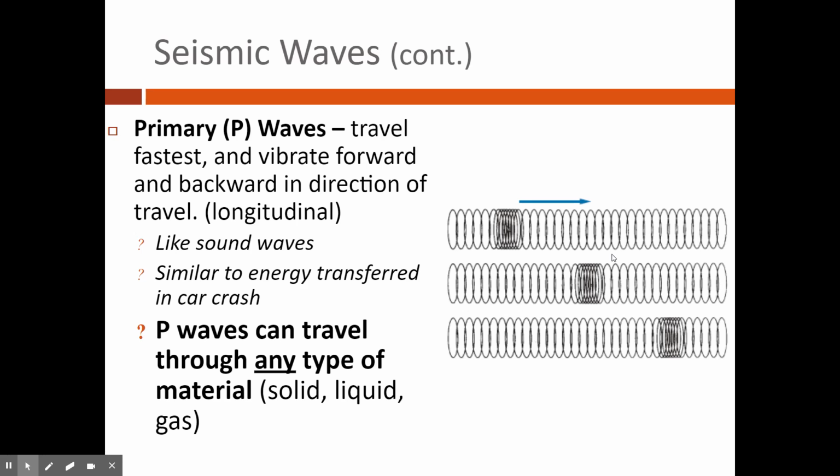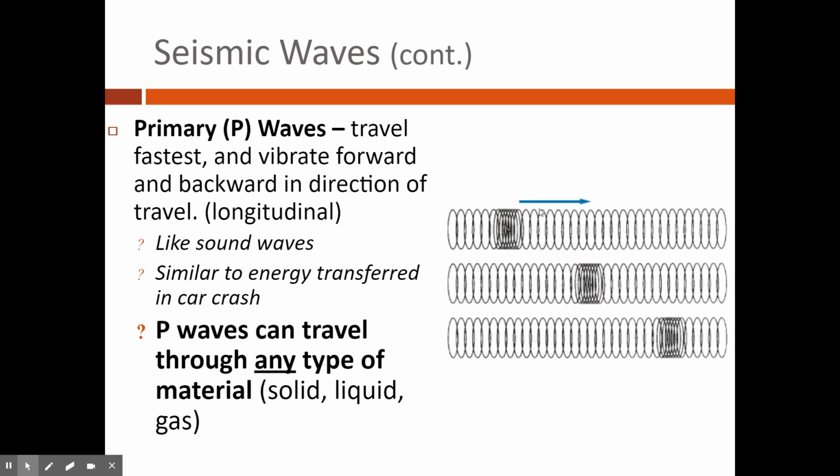They're called seismic waves. And the first type are called primary waves, or P waves for short, and that's what I'm going to be calling them from now on. So P waves travel fastest. They vibrate back and forth in the direction of travel, which I'm going to show you in a second. They travel very similar to sound waves. P waves are interesting because they're called primary because they travel really fast. They're the first to arrive, hence the name primary.